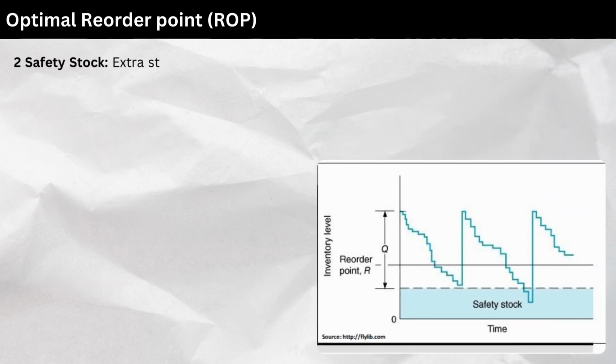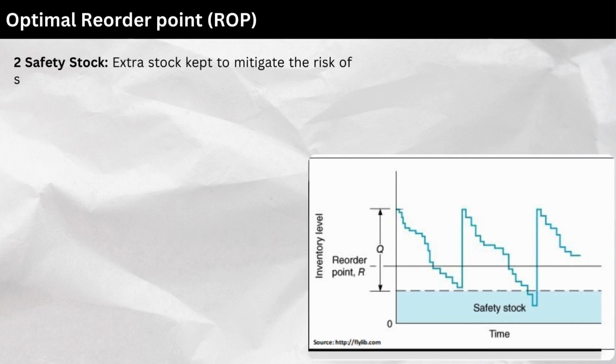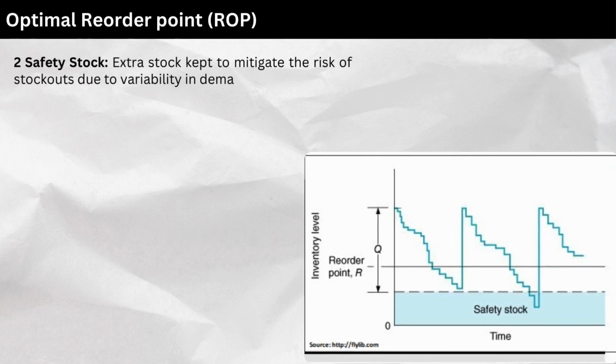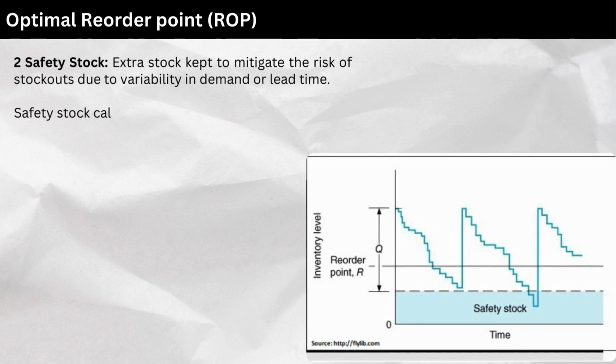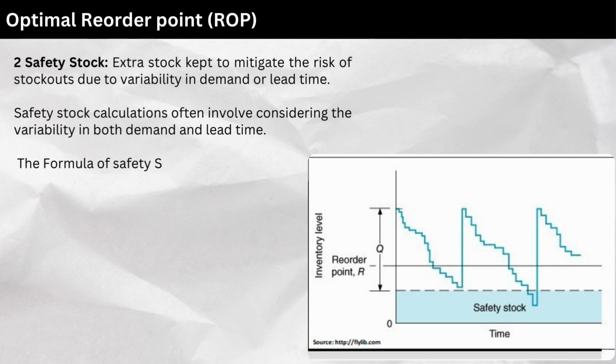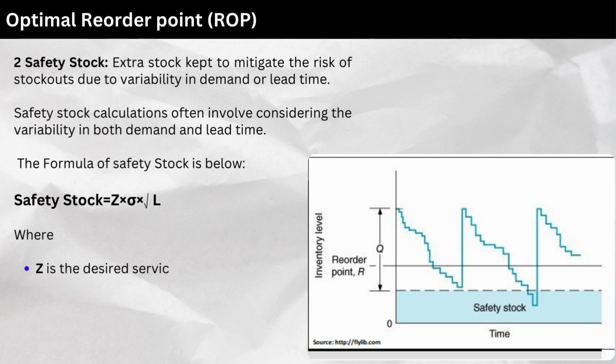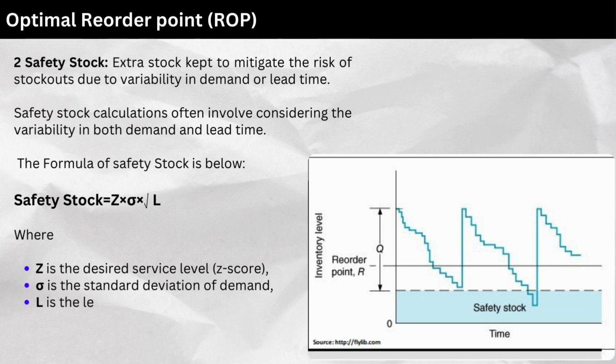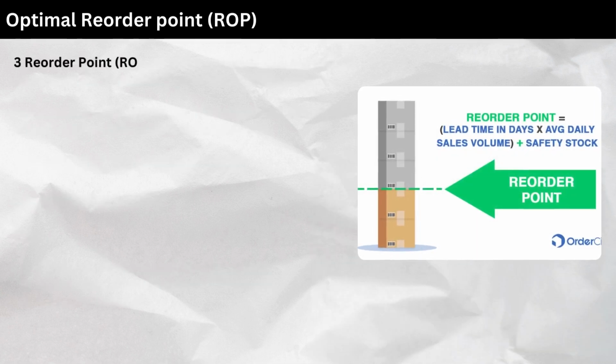2. Safety stock, extra stock kept to mitigate the risk of stockouts due to variability in demand or lead time. Safety stock calculations often involve considering the variability in both demand and lead time. The formula of safety stock is below. Where Z is the desired service level, Z-score, sigma is the standard deviation of demand, and L is the lead time.